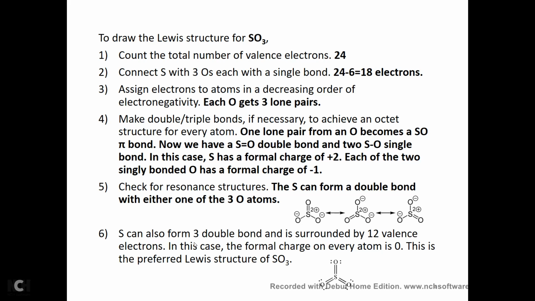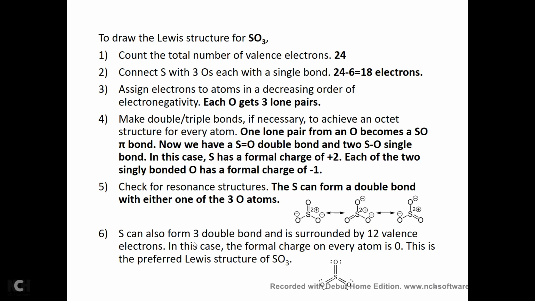There are 18 left. And then we assign electrons to the atoms with the highest electronegativity first. That's oxygen. So each oxygen gets 3 lone pairs. Now we have no more electrons left. Alright, it's going to be just sulfur forming 3 single bonds with 3 oxygen atoms. Each oxygen atom is in addition surrounded by 6 lone pair electrons. So for oxygen atoms, well, they achieved the octet structure.